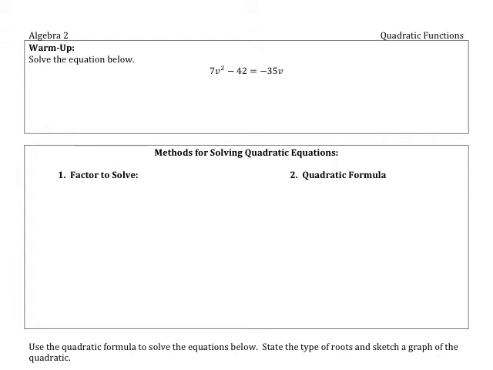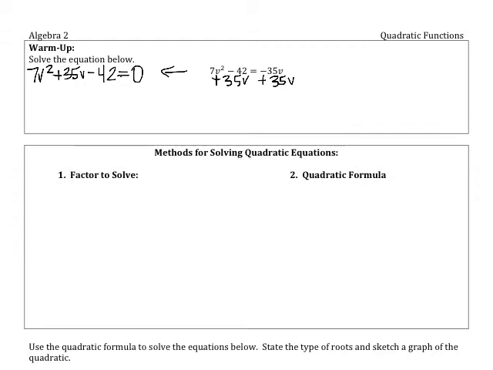So if you remember from last semester, in order to solve something that looks like this, we would add the 35v to the left side of the equation. So now we have 7v squared plus 35v minus 42 equals 0. And our goal would be to factor this so that we can use the zero product property.